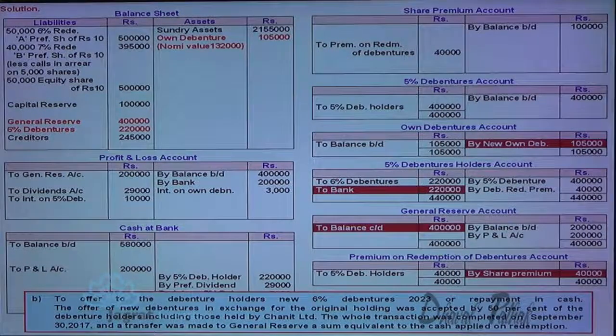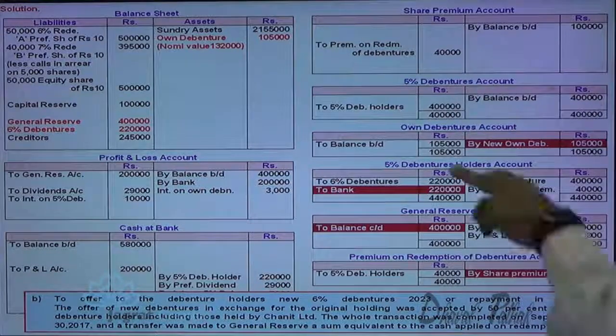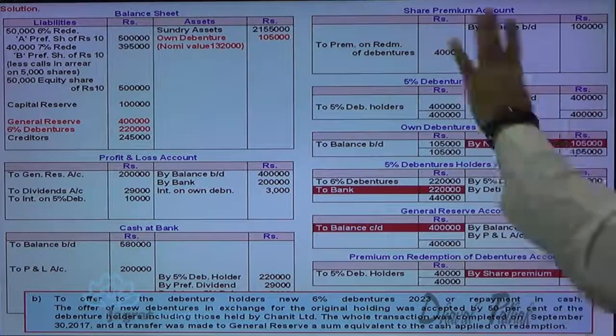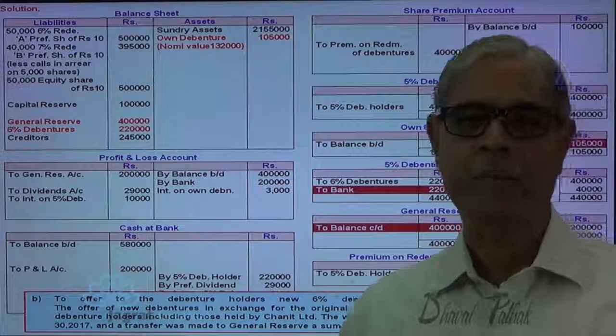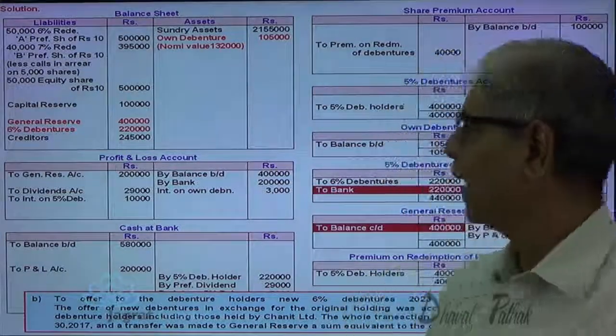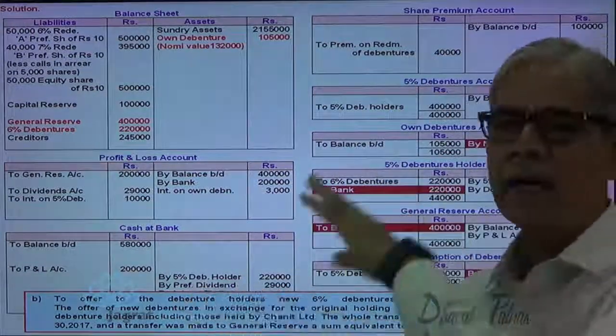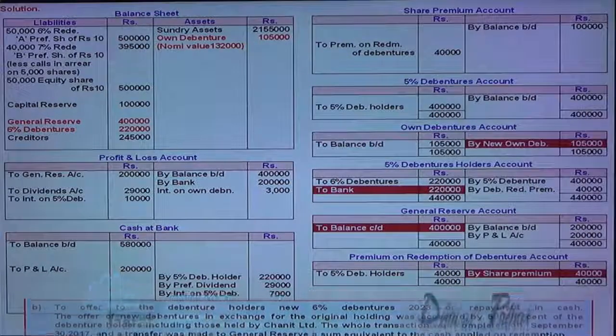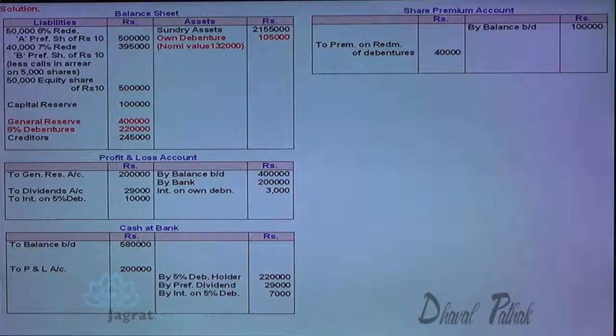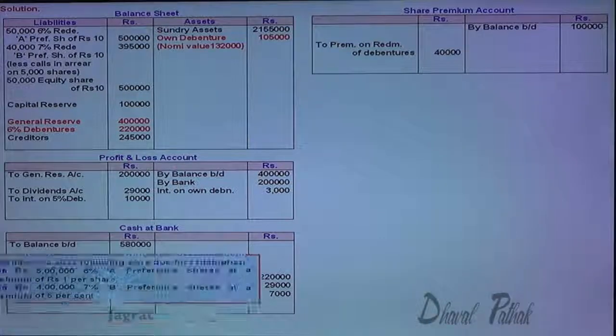This is a very important point. Now debenture account is closed. So these 4 accounts are closed. Still I have not closed the share premium account. So let it be as it is. And let me remove all these accounts and this adjustment. Now I'll proceed with redemption of preference shares.